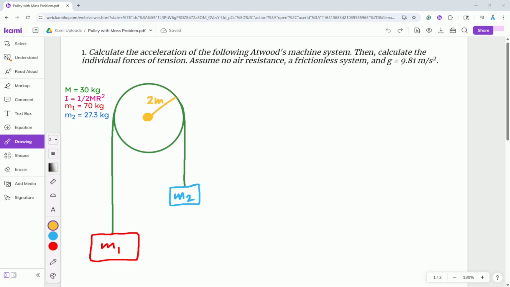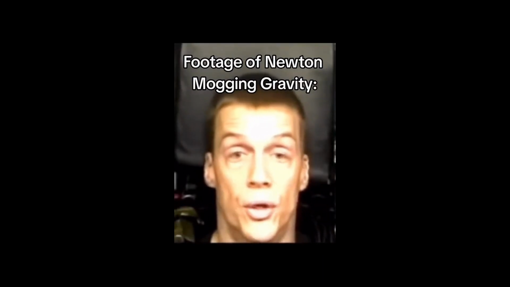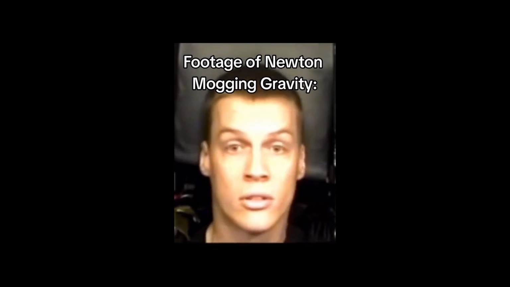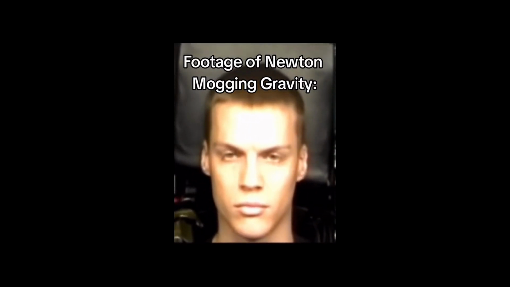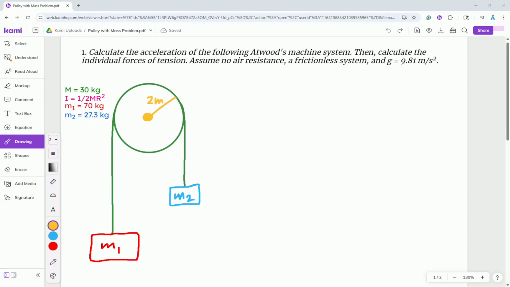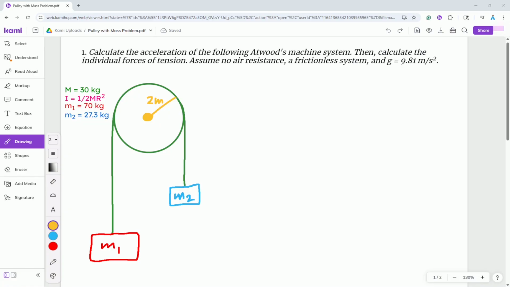Alright, chat, we gotta lock in. Because if you want to mew like Isaac Newton and develop a similar jawline to him, you gotta understand how to solve these Atwood's machine problems. And you're gonna be like, variable, why is there a mass on the pulley? What? What the fuck? That's not sigma.